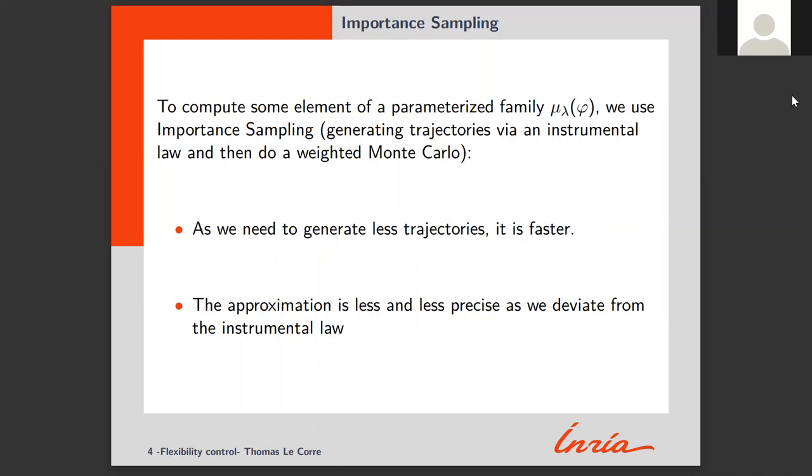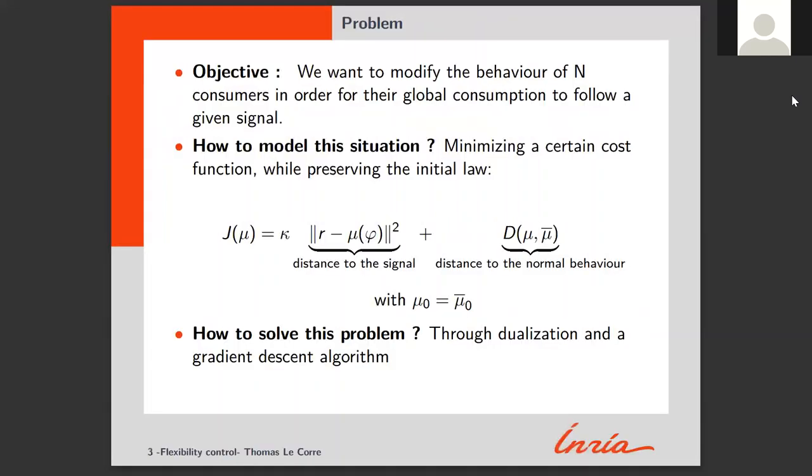Any other questions? We have one. There was a formula in one of your slides with two components. If I understood well, you want to minimize this function, and there is a parameter, kappa. Do you have some methodology to choose the right parameter, or do you fix the value of kappa in practice?